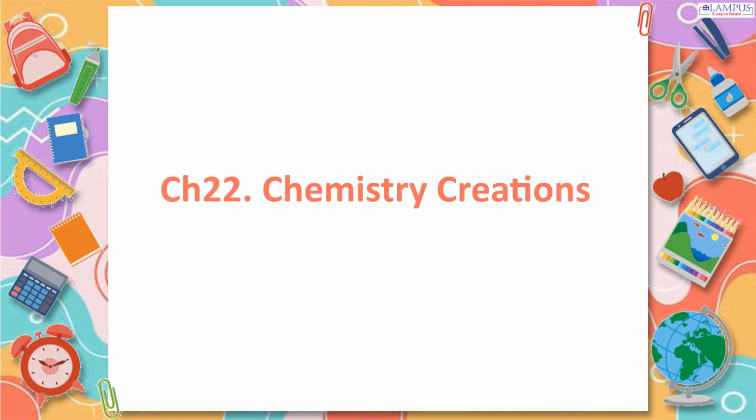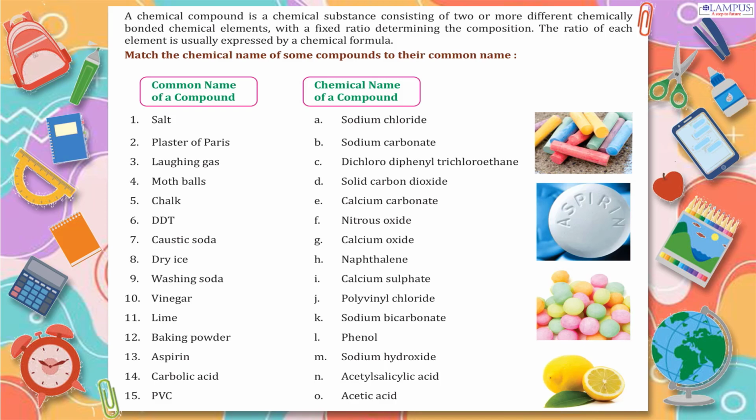Chapter 22. Chemistry creations. A chemical compound is a chemical substance consisting of two or more different chemically bonded chemical elements, with a fixed ratio determining the composition. The ratio of each element is usually expressed by a chemical formula.